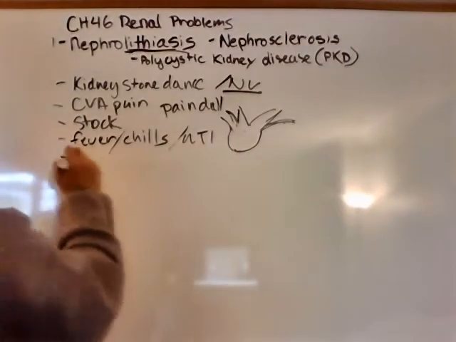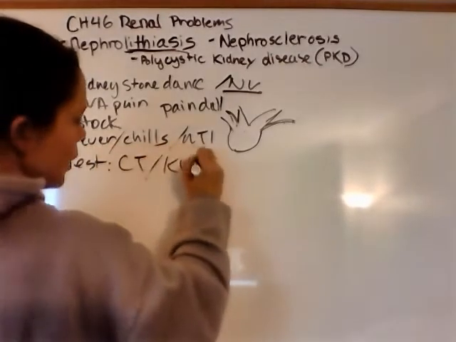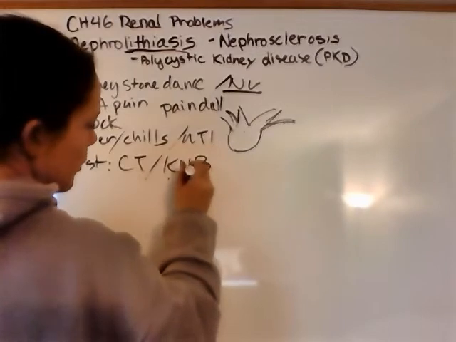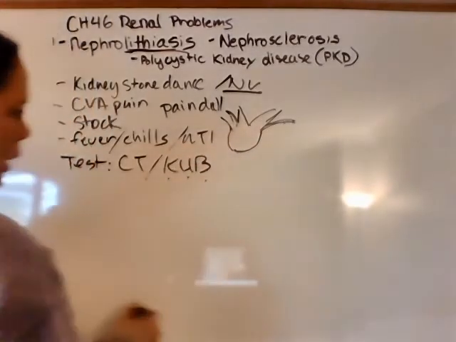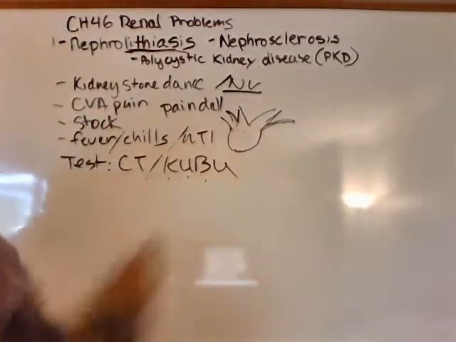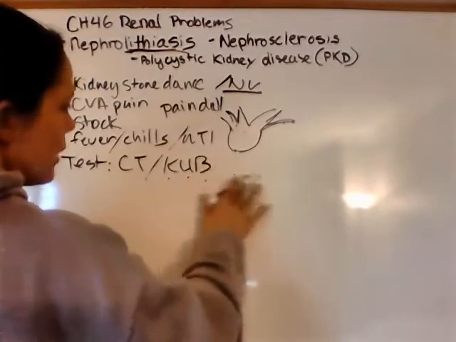The test to be able to identify this is generally going to be your CT, and they call it KUB, which is kidney, ureter, bladder. You can always just add things on here, so it could be kidney, ureter, bladder, urethra. But anyways, kidney, ureter, bladder is what they usually order for this. And then a CT scan.